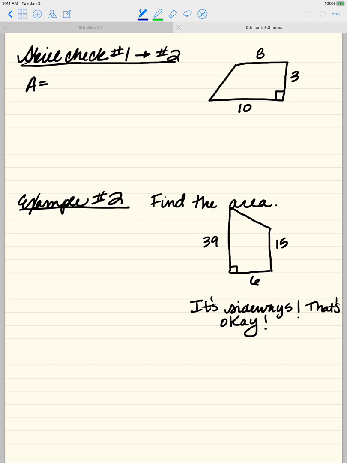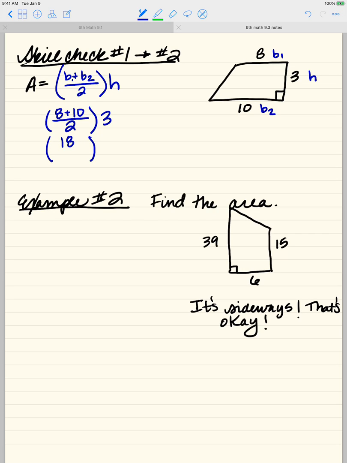Skill check number 1, I'm going to go ahead and tackle number 2. I've drawn it here already. So here is our height, here is our base 1, here is our base 2. Area is equal to B1 plus B2, everything divided by 2, times our height. Plug in what we have. We have base 1, 8, plus base 2, 10, divided by 2, everything being multiplied by our height, which is 3.